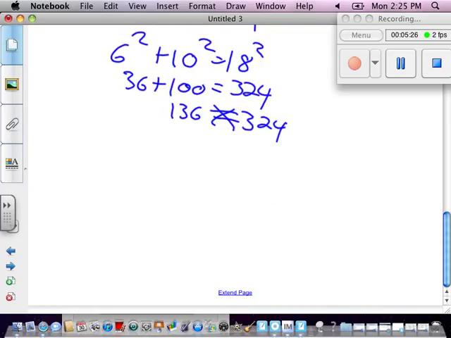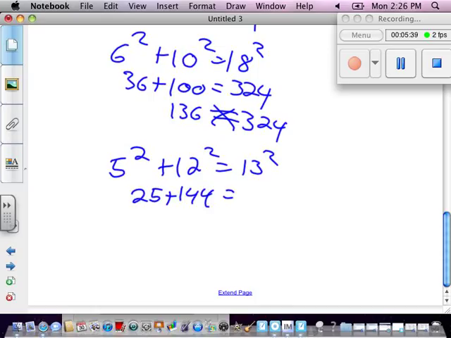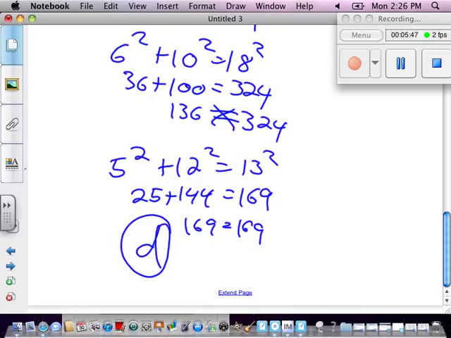So it'd have to be D, right? 5 squared plus 12 squared equals 13 squared. 25 plus 144 equals 169. So 169 equals 169. So we know it is D. You can do B in your head, right? You know that 1 squared plus 1 squared doesn't equal 3 squared.